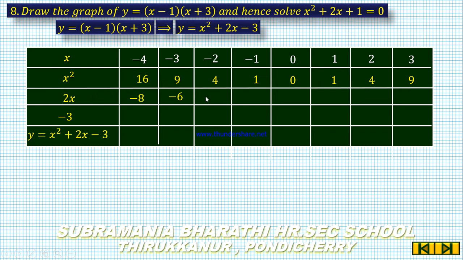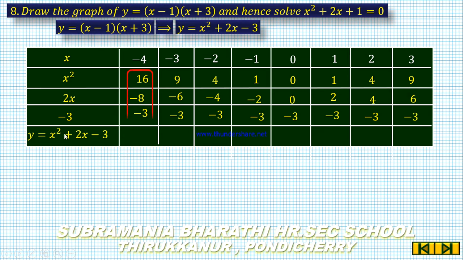So again plus into minus is minus, 2 2s are 4. Here minus, 2 1s are 2. Here 0, that is plus into plus is plus. So 2, here 2 2s are 4, 2 3s are 6. In each and every row, there is a minus 3, minus 3, minus 3, minus 3. Here also minus 3, minus 3, minus 3.